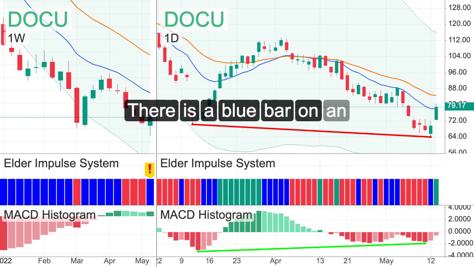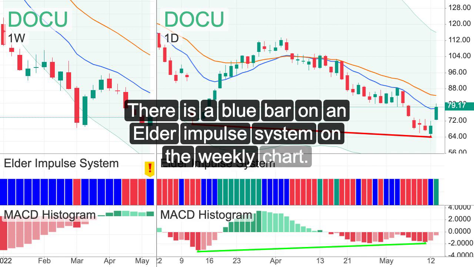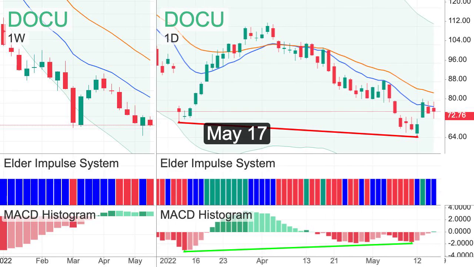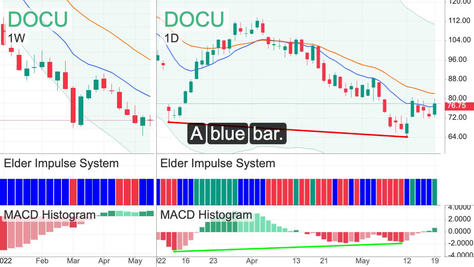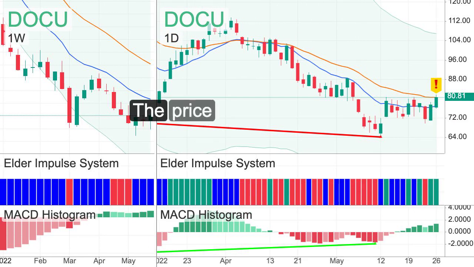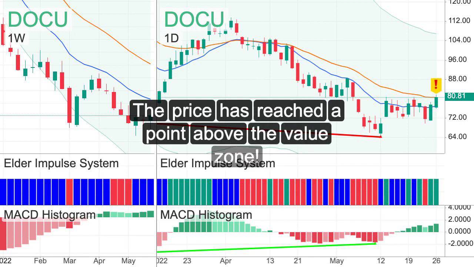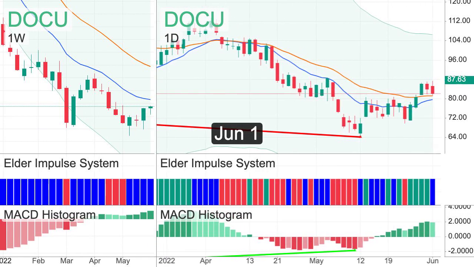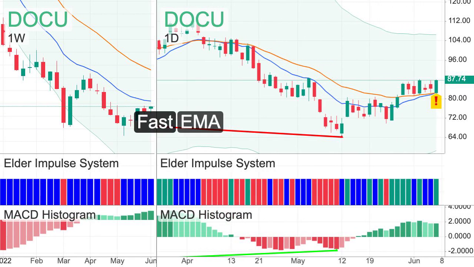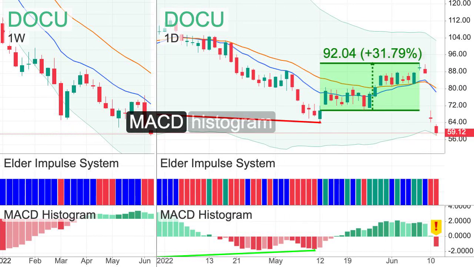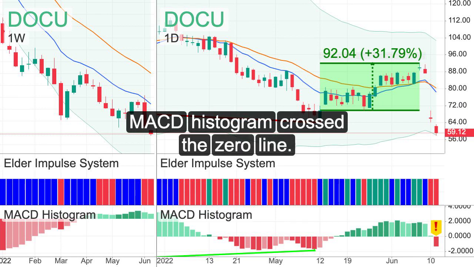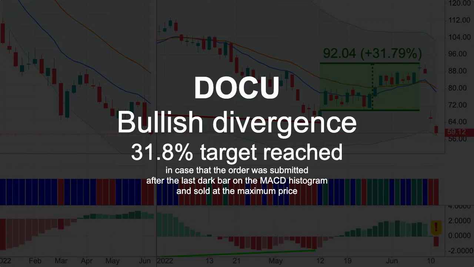There is a blue bar on an Elder impulse system on the weekly chart. Switch to a red bar. A blue bar. The price has reached a point above the value zone. Fast EMA crossed slow EMA. MACD histogram crossed the zero line. 31.8% target reached.